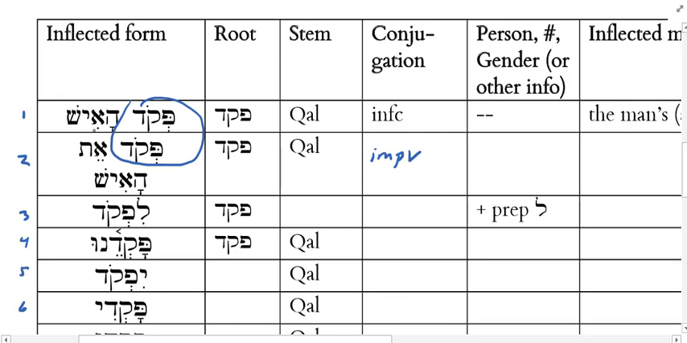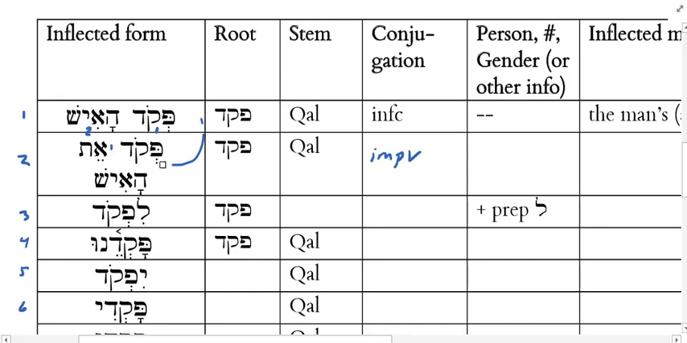Notice that there's a difference here, not in the form, but in how the form is interrelating with other words. Here, pakod is in a construct chain in number 1. So what I have is thing 1 and thing 2 in the first example. It's the act of visiting of the man, or the man's act of visiting. Okay, so that's why I'm taking this as an infinitive construct here.